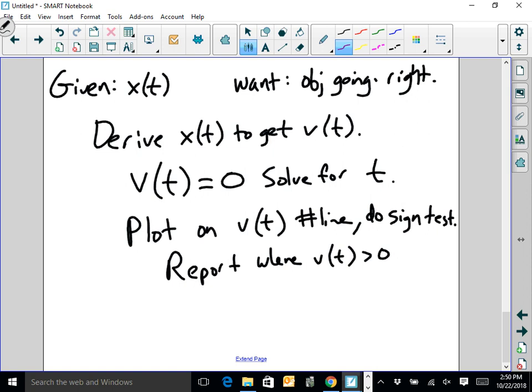Okay. What about if I was given v of t and I want to know where it's going right? Well, I don't have to do a derivative then, but I still need to figure out where v of t equals 0 and solve for t. Okay.